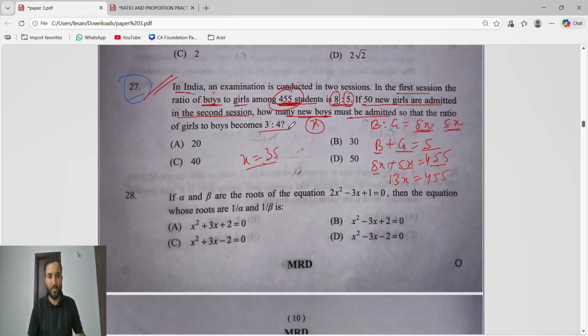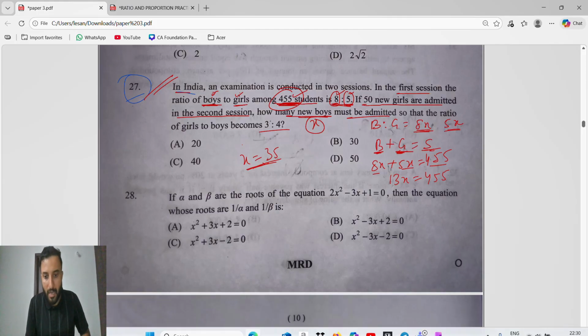Till here we get to know they had given the ratio of boys to girls is 8:5. So the ratio of boys to girls is 8:5. We will write 8x and 5x, and the total number of students is 455. We know total number of boys plus total number of girls is total number of students. So boys are 8x, girls are 5x, total is 455. By this we will get x as 35.